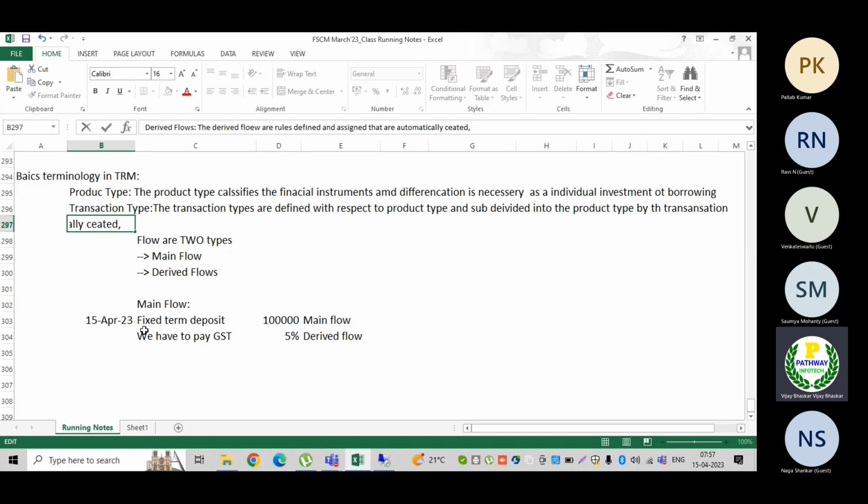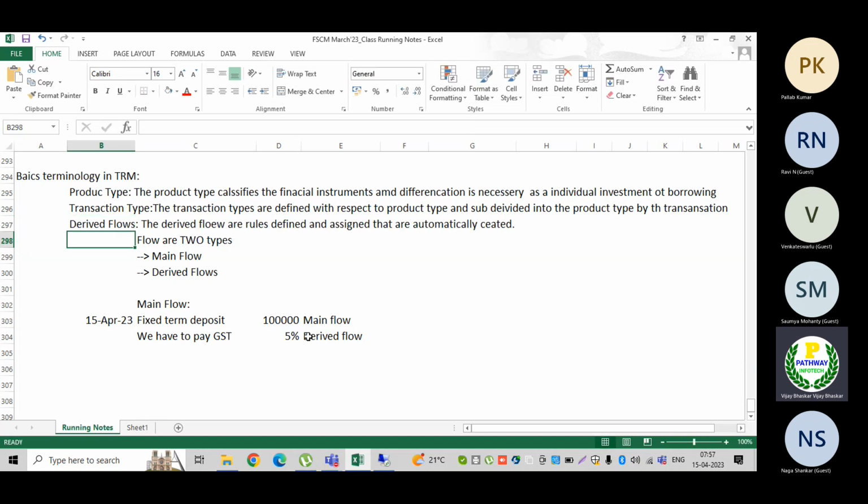Okay, when we execute the main flow, the derived flow will also be executed automatically. There are conditions: in order to derive, or perform the activity, we must specify certain conditions. That is what derived flows are. Without the main flow, you cannot generate the derived flow. Remember, this is the main flow and this is the derived flow. Without the main flow, we cannot generate any derived flow.